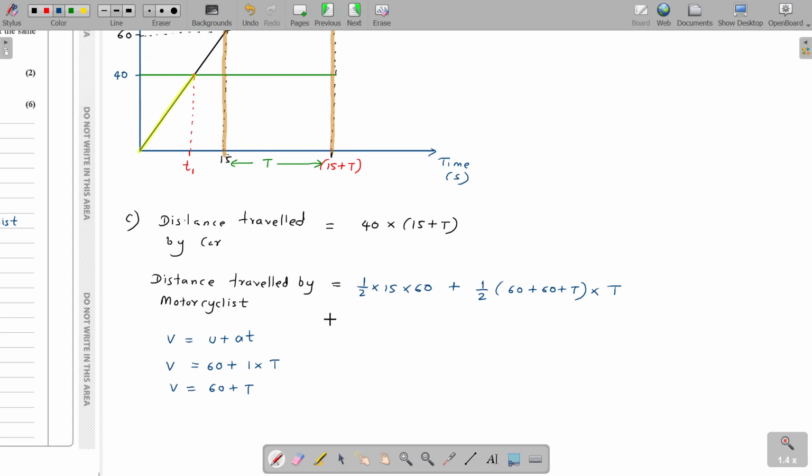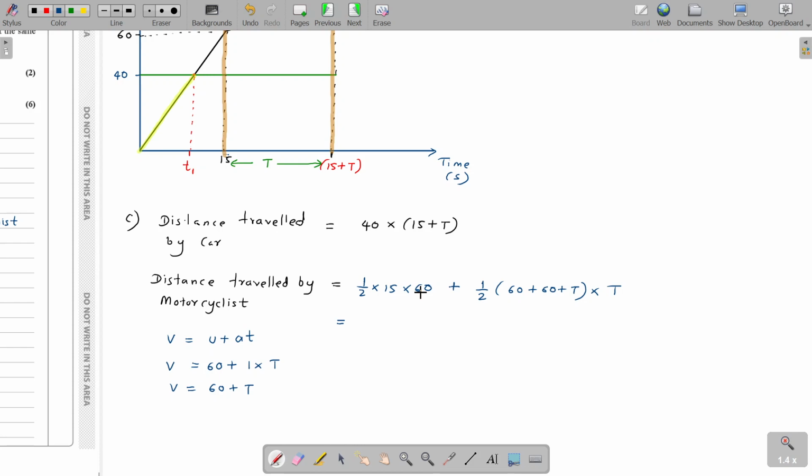So shall we simplify this a little bit to make it easier? Because at the end of the day, to get this quadratic equation, I just have to equate the distances: the distance traveled by car and the distance traveled by motorcyclist. However, it would be easy if we simplify. Half into 15 into 60. How much is it?